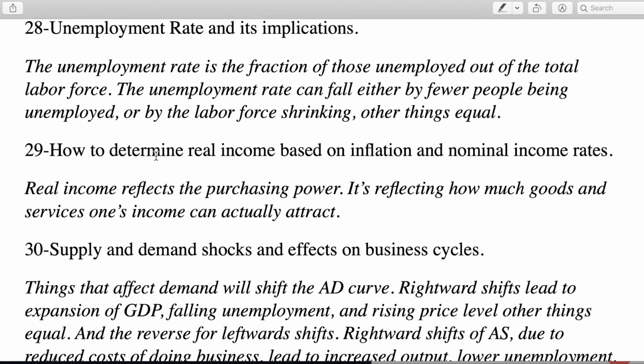That's actually a more ironclad relationship than the Phillips curve, which we'll talk about in a second. The Phillips curve is the inverse relationship between unemployment and inflation. So when GDP rises, inflation rises and unemployment falls. And when GDP falls, unemployment rises and inflation falls.